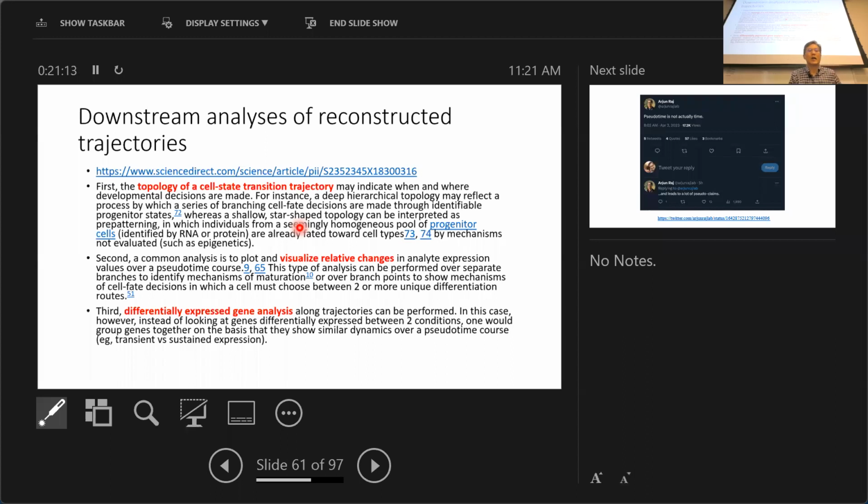Okay, so after you reconstruct this trajectory using a pseudotime analysis method, next you can first look at the trajectory, the shape, the topology. So from one cell type to another subtype and so on. Then you can visualize the relationship. And most importantly, you want to identify the genes that respond to or are associated with this change along the time.